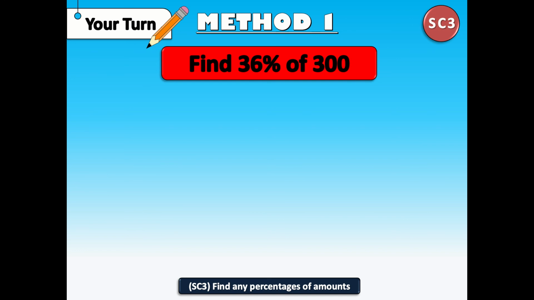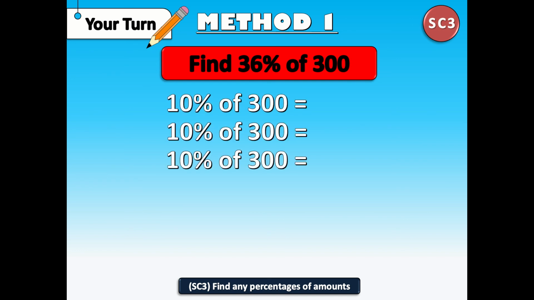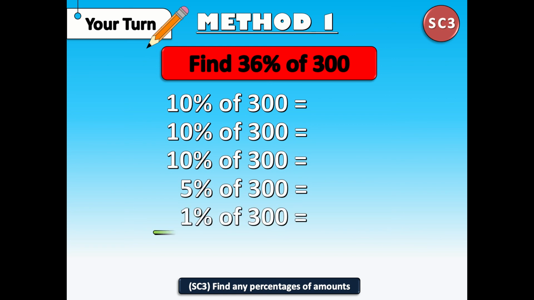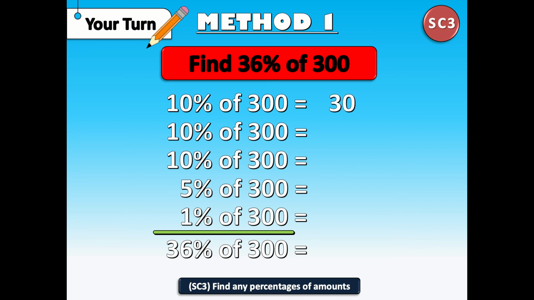So to find 36% of 300, we can find 10% and 10% and 10%, a 5% and a 1%, and they add together to make 36%. So 10% of 300 is 30, so we need 3 of them. 5% of 300 is 15, and 1% of 300 is 3. So if I add those together, 36% of 300 is 108.